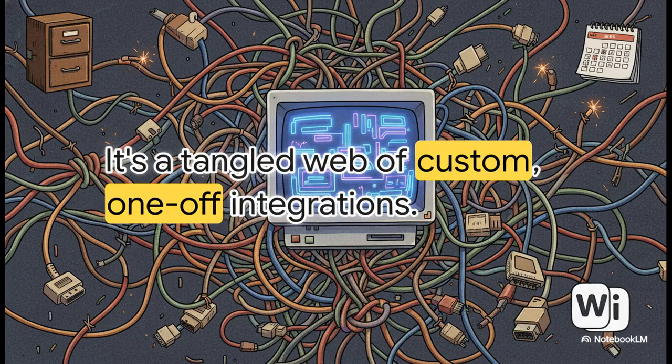And here's the messy reality of it. Right now, it's just this tangled web. For every single tool and every data source, developers have to build these custom one-off integrations. You need a connector for your files? Okay, build one. Another one for your calendar? Build another one. A third for your internal wiki? You get the idea. Each one is its own project. It's totally inefficient, it's brittle, and it just doesn't scale at all.